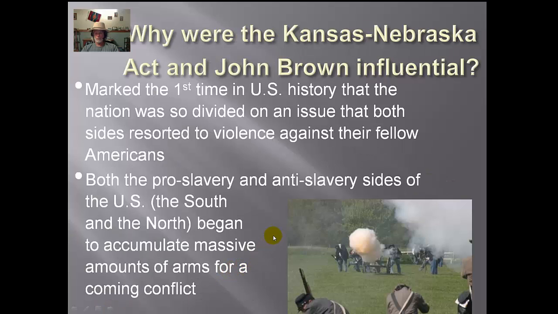Why were the Kansas-Nebraska Act and John Brown influential? Well, this was the first time that the nation was so divided on an issue that people were killing each other. You think about the United States, where one U.S. citizen was killing another U.S. citizen over an issue. Both the pro-slavery and anti-slavery sides of the U.S. really began to accumulate massive amounts of arms for a coming conflict. I think at this time, people knew the pot was going to boil, it was going to come to a head, and there was probably going to be some type of armed conflict between the two sides. And that's where we will leave it today.